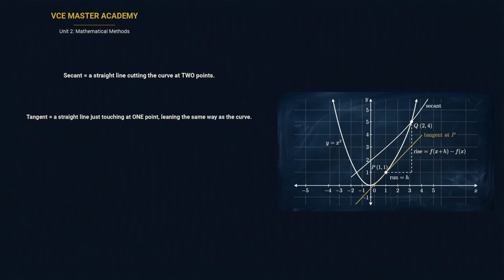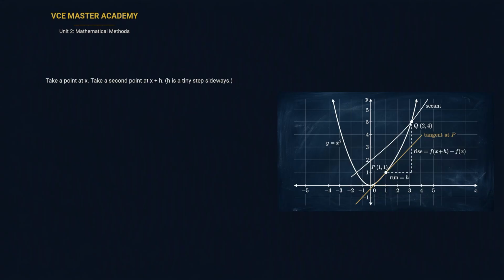Now, the steepness of any straight line is rise over run, so pick a point at x. Then, pick a second point a small step further along, at x plus h. That letter h is simply a small step sideways. The rise is f of x plus h minus f of x. The run is h. So the gradient of the secant is f of x plus h minus f of x, all over h.